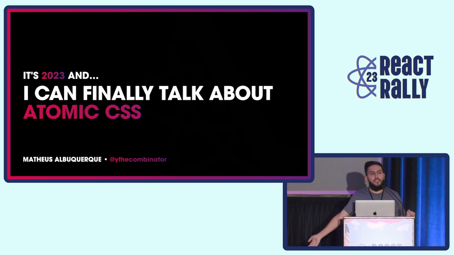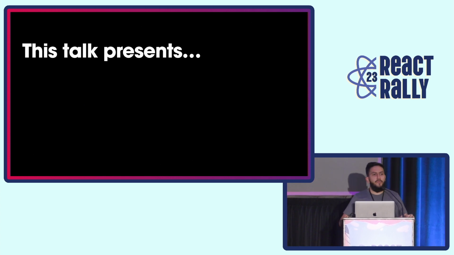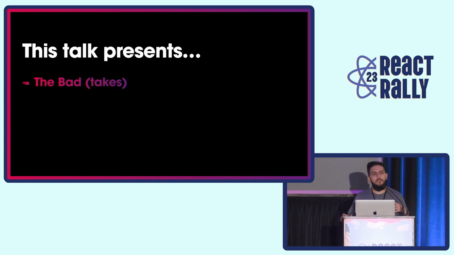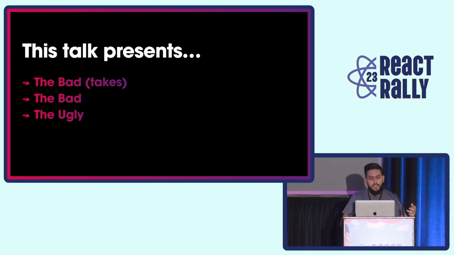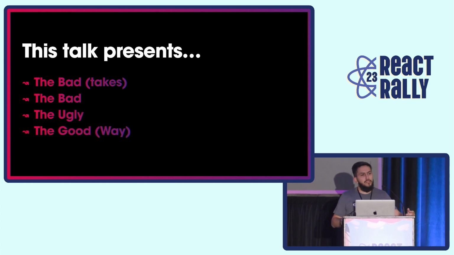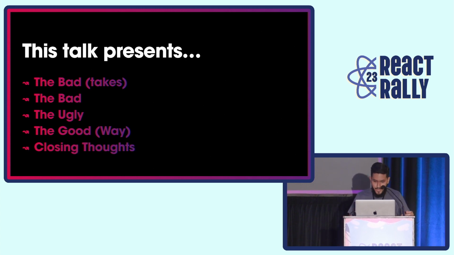I am Matheus Albuquerque, and we are here to discuss Atomic CSS and a lot of things in its ecosystem. These are the topics we're going to cover today. We'll discuss a few things I consider to be bad takes around this, not only Tailwind, but other libraries and Atomic CSS in general. We'll discuss what's kind of bad or even ugly about the idea. Then we'll discuss the good way of doing a lot of things. And last but not least, we'll draft a few thoughts on top of everything we went through.